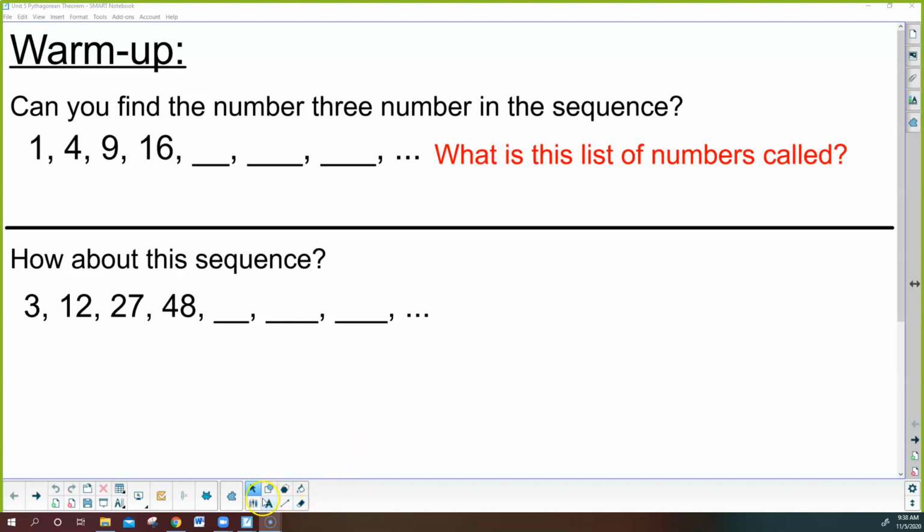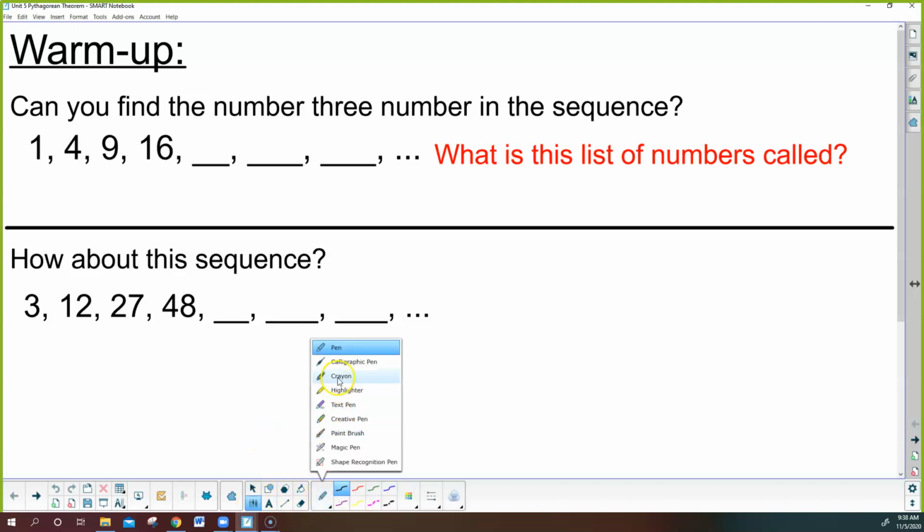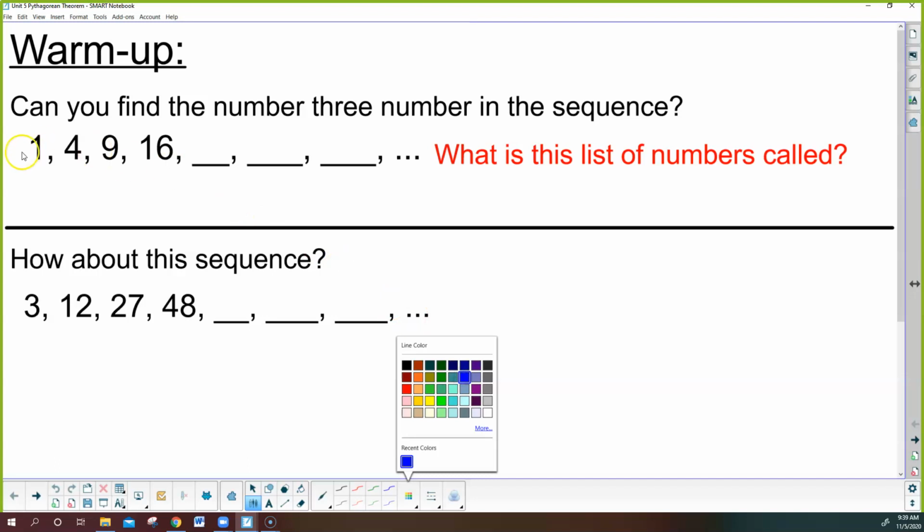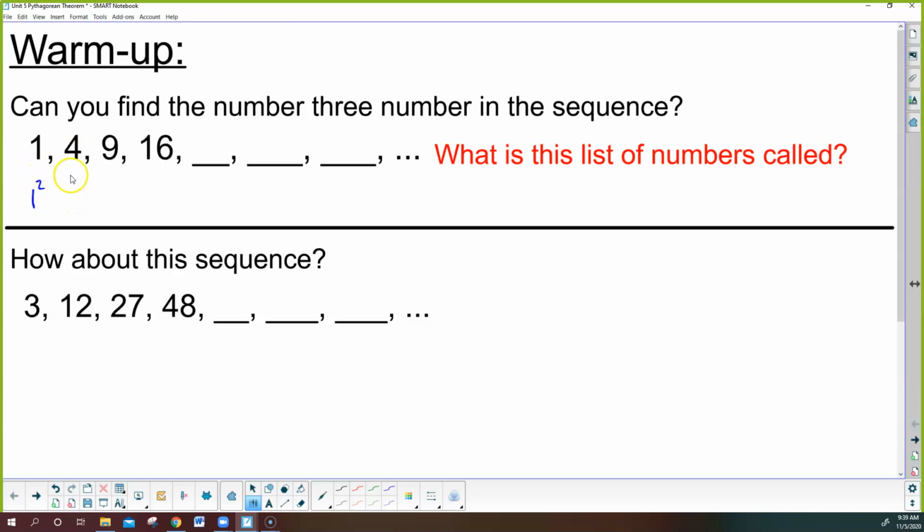Okay, so let's look at this quick list of numbers here as our warm-up. To start, this is a very famous pattern that you might notice, and these numbers all came from somewhere special. How did I get 1? Well, 1 times 1. How did I get 2? Or 4? 2 times 2. 9 is 3 times 3. 16 is 4 times 4, or this is the list of perfect squares.